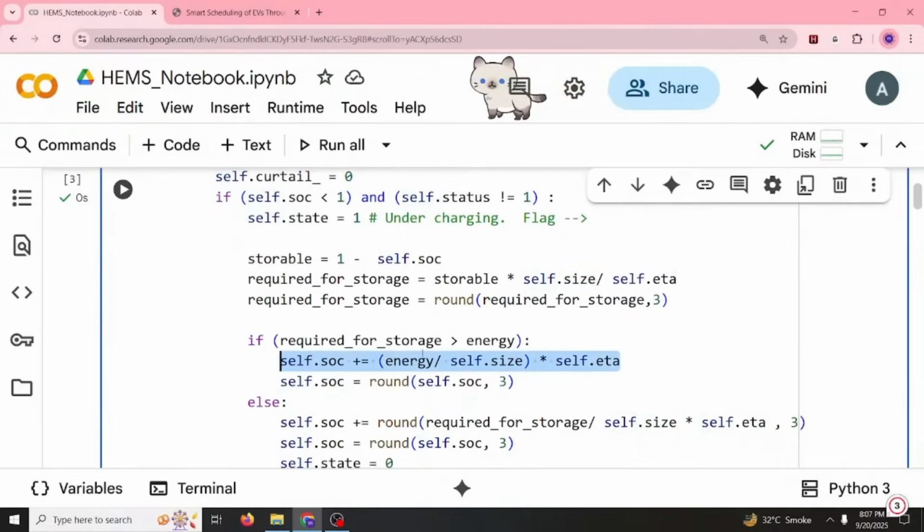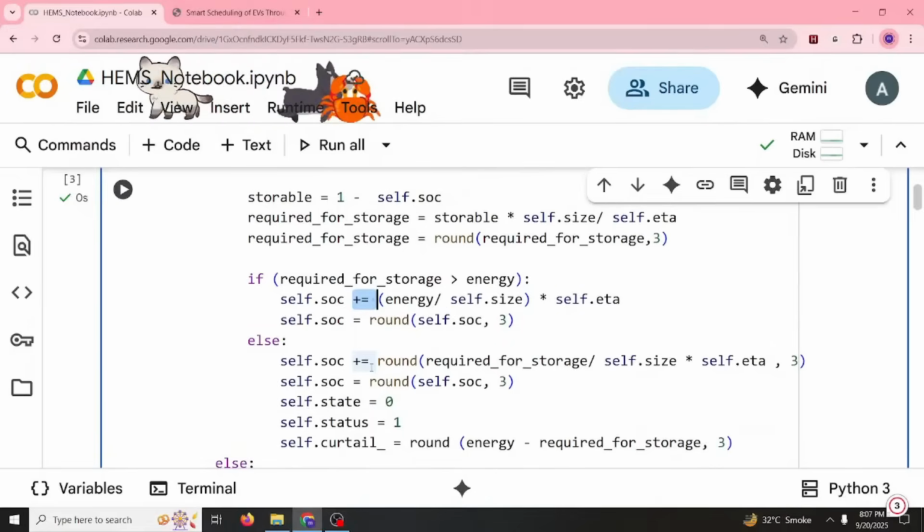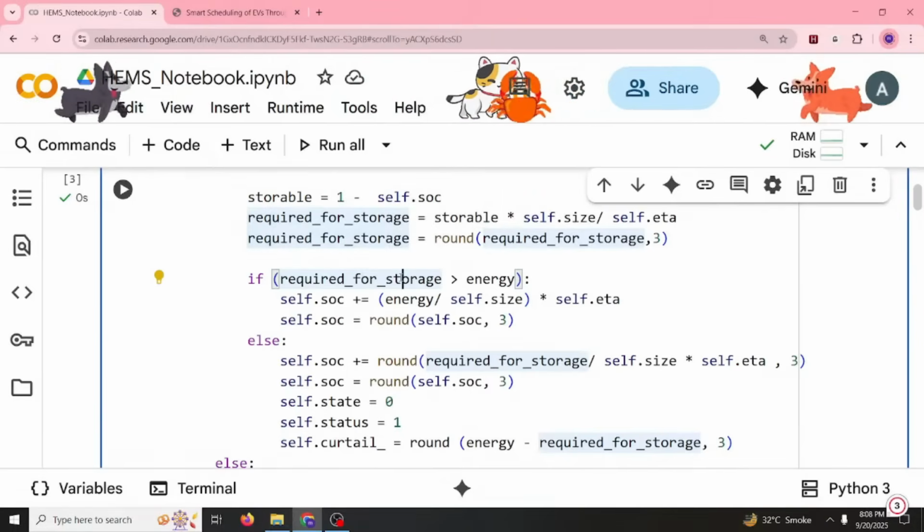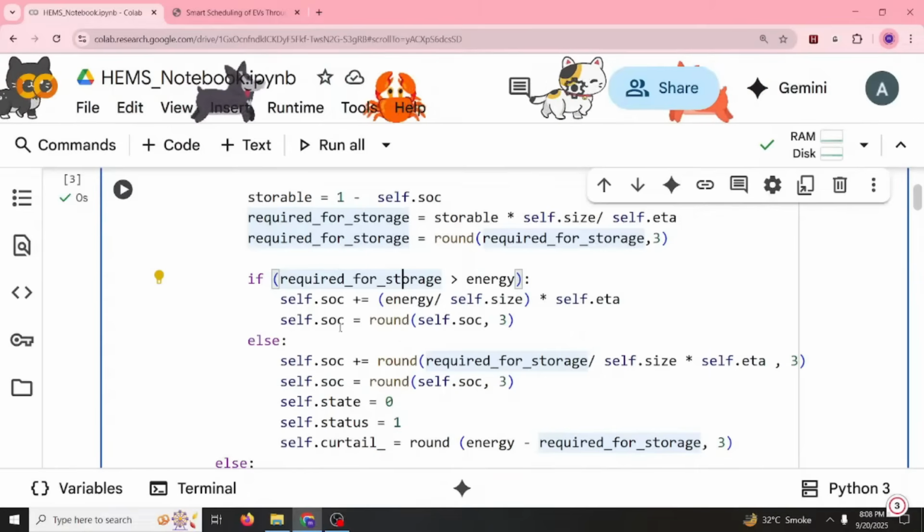This will give us the SOC at t plus 1, and this is the SOC at t minus 1, so we have done this through plus-equal simultaneously. Here we have done something interesting to handle some bugs, because if we directly store this energy inside the battery, it might not be able to fully save that energy. To avoid that, we are just checking this required-for-storage variable.